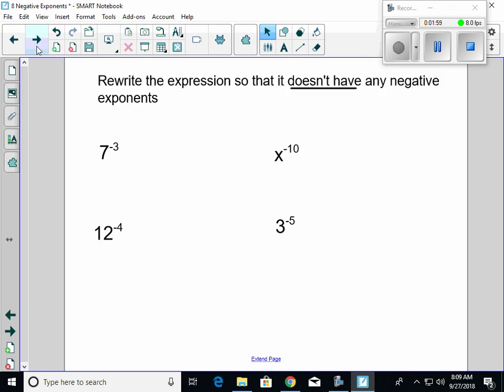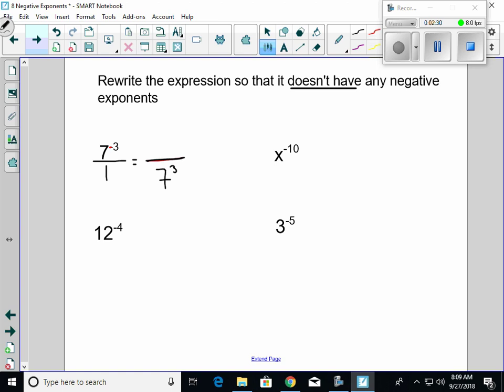Okay, so here are some examples. We're going to rewrite these so that they do not have negative exponents. This first one, I can put it over 1. But that 7 to the negative 3, that negative 3 is telling me that 7 is in the wrong spot. So I'm going to have to rewrite it. That 7 should not be a numerator. It should be a denominator. And when I flip it to the other side of the fraction, it becomes a positive exponent.